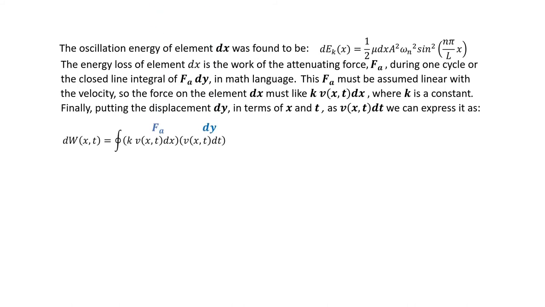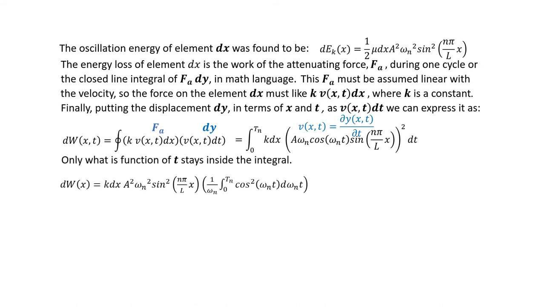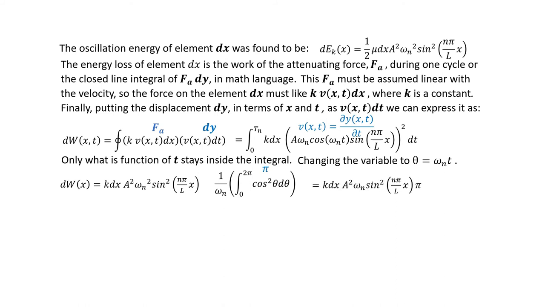Now, replacing the velocity by the time derivative of y, we'll get something we can integrate. Only the function of t stays inside the integral. Changing the variable now to theta equal omega sub n times t, the integral turns to this. And that in the parentheses equals pi. Look it up. Rearranging, we get the expression for the losses in one cycle.